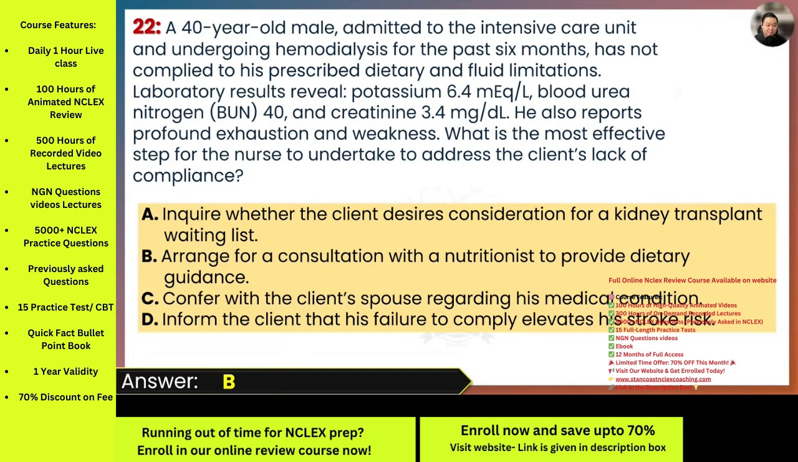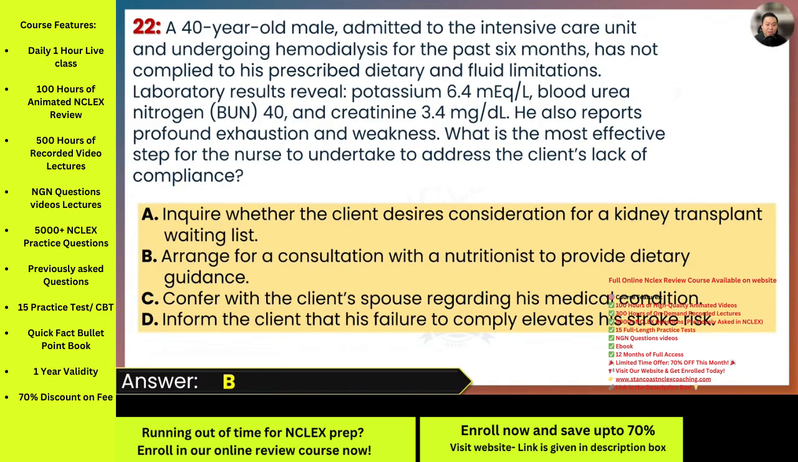Letter C is also incorrect. Confer with the client's spouse regarding his medical condition. According to HIPAA, the regulation prohibits disclosing medical information without patient consent, even if the spouse is involved in meal preparation. The client must first agree to include them in the discussion. So the best approach is to engage the patient first and then involve the family only if they consent.